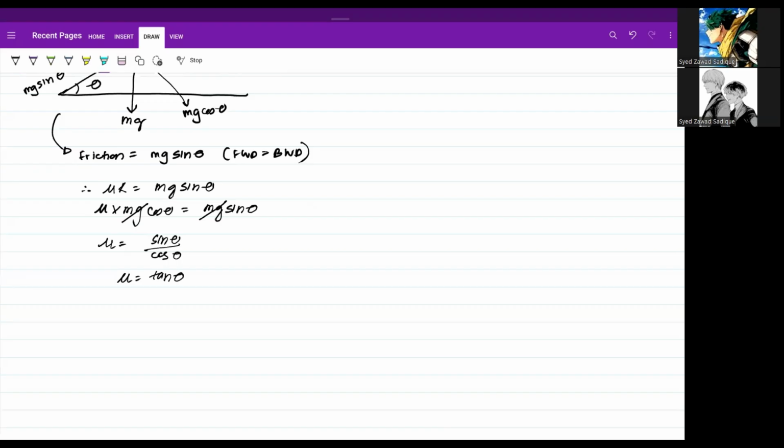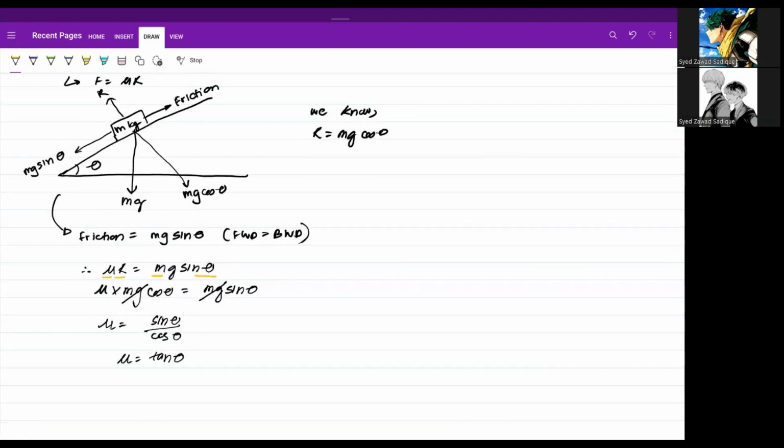90% of the time, in the question, they can ask you a few things. They can ask you to find mu. They can ask you to find R. They can ask you to find m, and they can ask you to find theta. Remember, they can never ask you to find g because g is a constant. In physics, g is 9.81, and in M1 we consider it as 10.